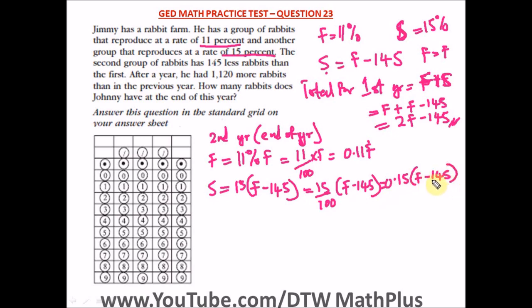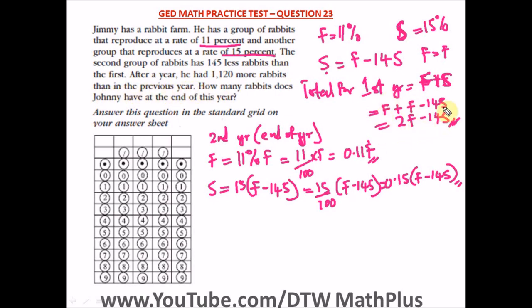Okay, are you following now? All right, so this is the amount for the second year that the first group will produce. The first group produced this, and the second group will produce this. Now, the question further says that he had 1,120 more rabbits than in the previous year.